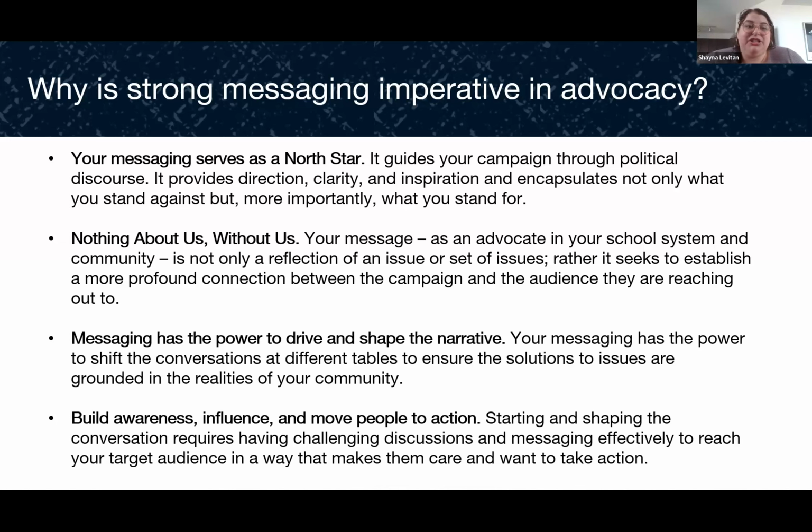To that end, I think messaging has the power to help shape a narrative. Narrative change is incredibly powerful. And so when you're able to show up with that data, with the research, with the real life stories, I think that can shift conversations at different tables to ensure that solutions are evidence-based and also grounded in the realities of your community. And then lastly, it helps build awareness, influence, and move people to action and make them do the thing that you're asking them to do and mobilize.